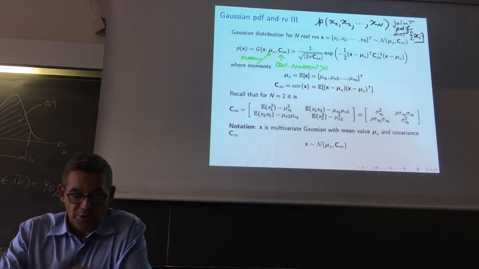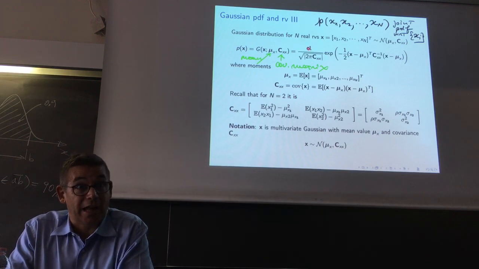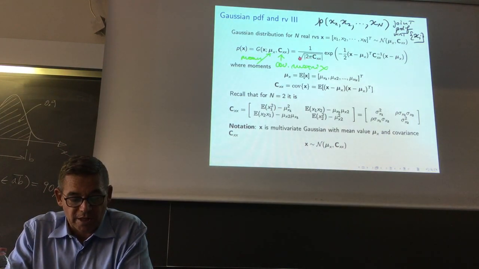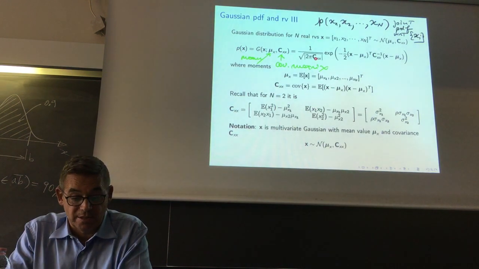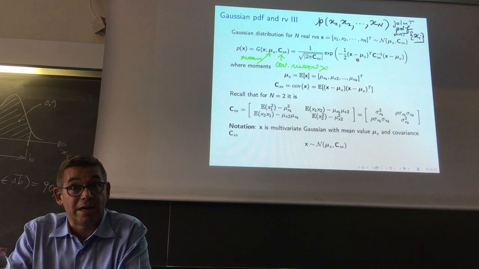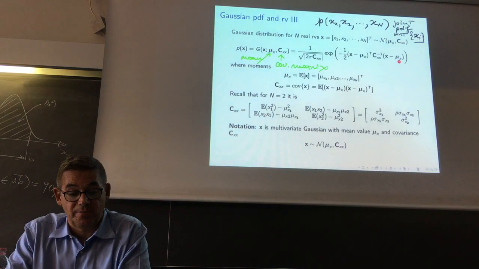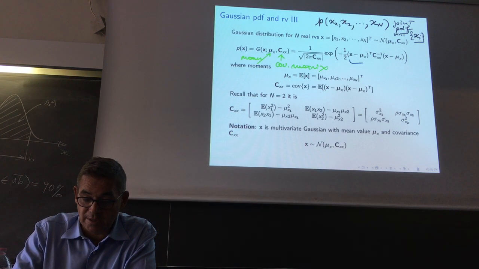So the multidimensional probability density function in the Gaussian case is given by this formula. It is the square root of the determinant of 2 pi Cxx, where Cxx is the covariance matrix, times the exponential of minus 1/2, the scaling factor, times x minus mu x, which is x minus the mean, times the inverse of the covariance, times x minus the mean. You might recognize that this is still a quadratic form.